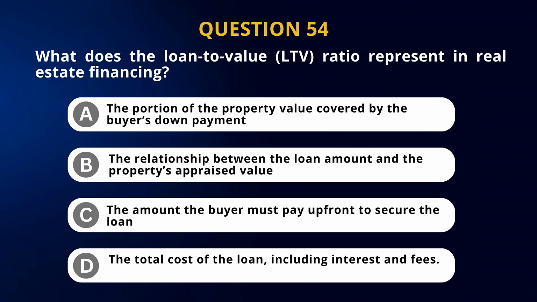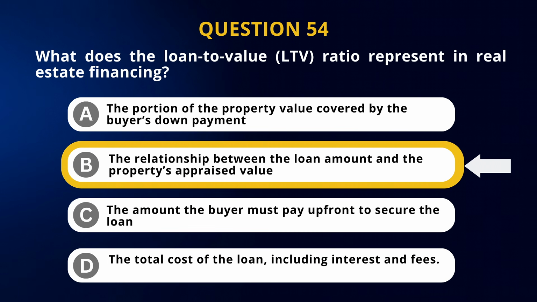Question number 54. What does the loan-to-value or LTV ratio represent in real estate financing? Letter A. The portion of the property's value covered by the buyer's down payment. Letter B. The relationship between the loan amount and the property's appraised value. Letter C. The amount the buyer must pay upfront to secure the loan. Letter D. The total cost of the loan, including interest and fees. And the answer? Letter B. The relationship between the loan amount and the property's appraised value.